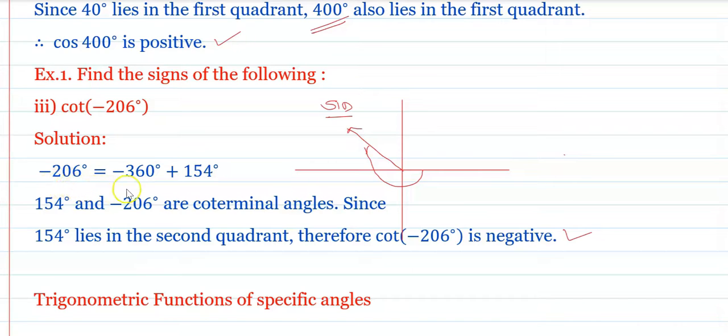Minus 206 is equal to minus 360 plus 154, and hence 154 and minus 206 are coterminal angles. Since 154 lies in the second quadrant, cot of minus 206 is negative. But instead of doing that, we can go in a clockwise sense. The angle minus 206 is in the second quadrant. In the second quadrant, only sine and cosec are positive, and hence cot of minus 206 is negative.